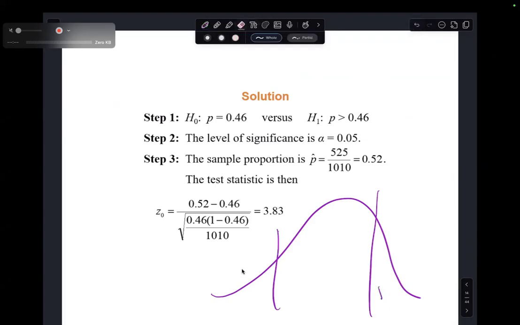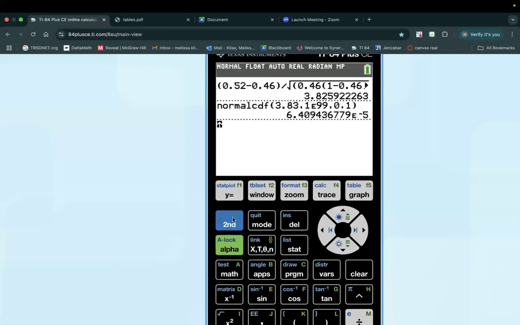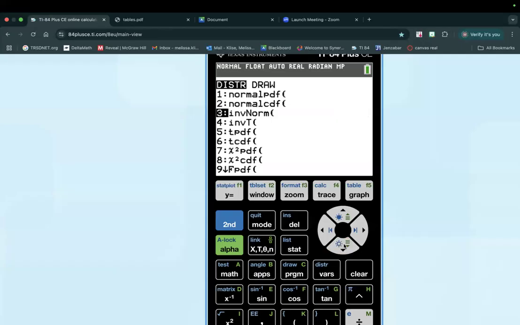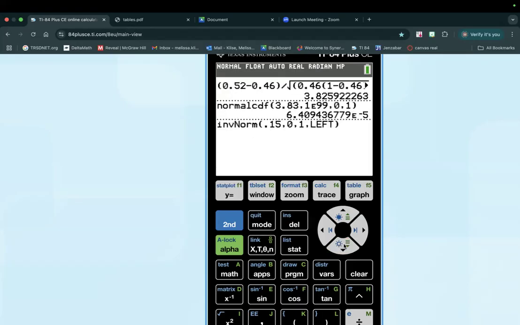I want this gone. 15% right here in this tail, right? So I can use 0.15 in my inverse norm. It's just a z-score. But remember, because I am using a right-tailed test, this has to be positive. So even though this is a negative, it's a right-tailed test, I'm going to use positive.